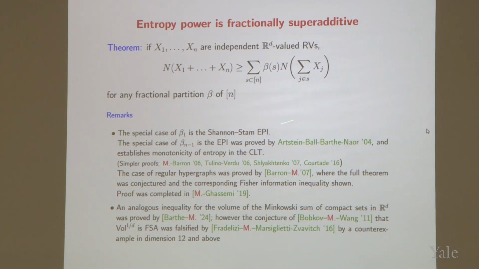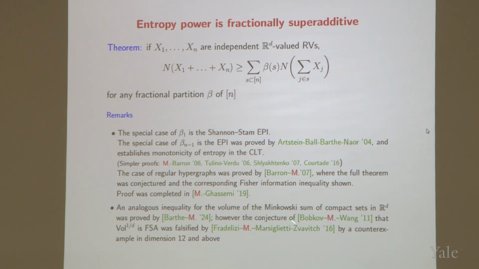Okay, so one can also ask about analogs in the geometric setting of this refinement. And it turns out that an analogous inequality does hold for the volume of Minkowski sum of compact sets in R^d. That was proved with Frank Barthe very recently. This paper, though, had a gestation period of 14 years, so it wasn't that recent.